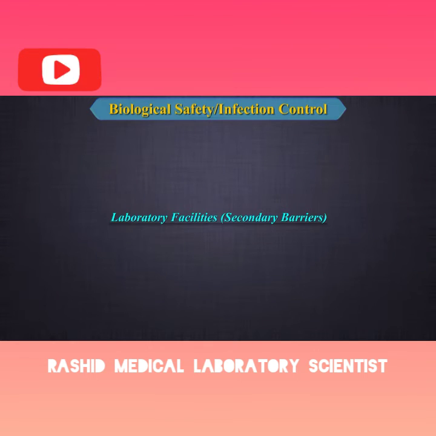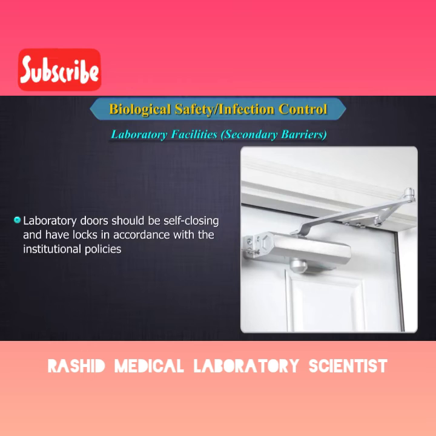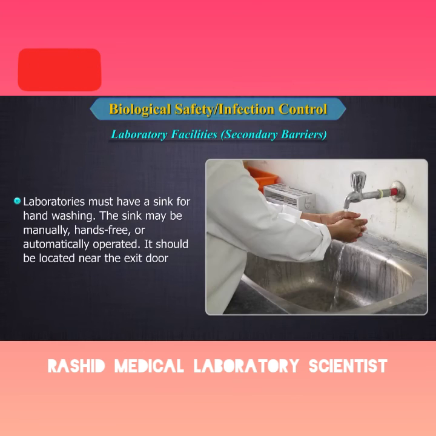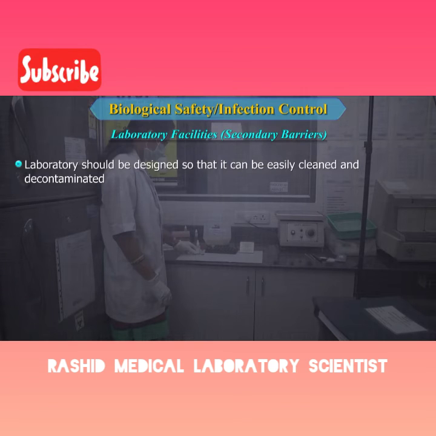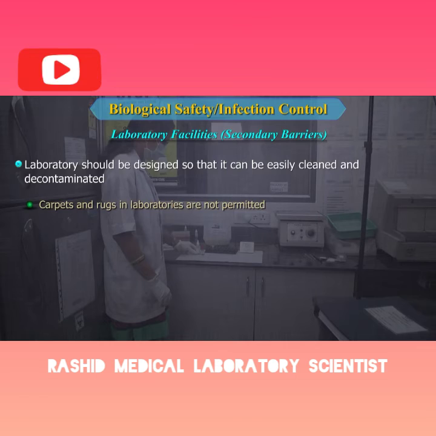D. Let us look at laboratory facilities where we can provide secondary barriers. 1. The laboratory doors should be self-closing and should have locks in accordance with the institutional policies. 2. The laboratories must have a sink for hand washing. This sink may be manually, hands-free or automatically operated. It should be located near the exit door. 3. The laboratory should be designed so that it can be easily cleaned and decontaminated. Carpets and rugs in laboratories are not permitted.